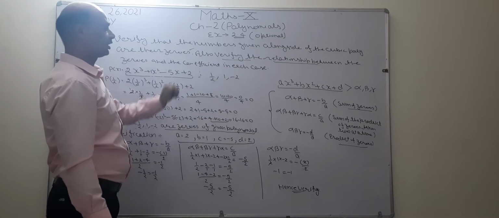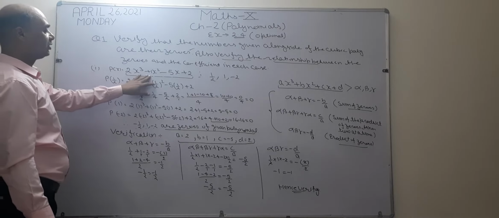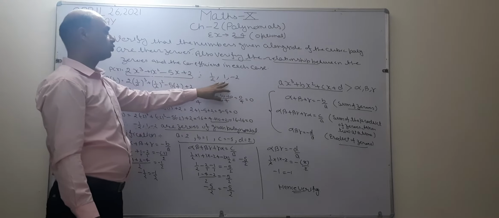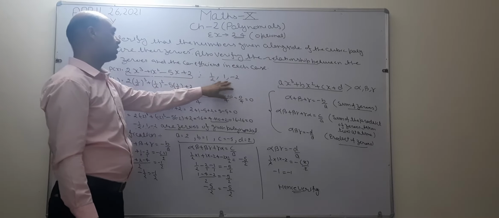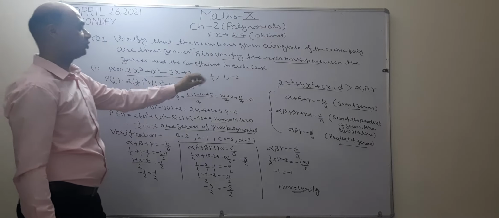It means two cases are given. Now this is the first part. A cubic polynomial is given, and these three zeros are given alongside. First we have to check whether these three are zeros of this polynomial or not. Before starting this question, now see here.